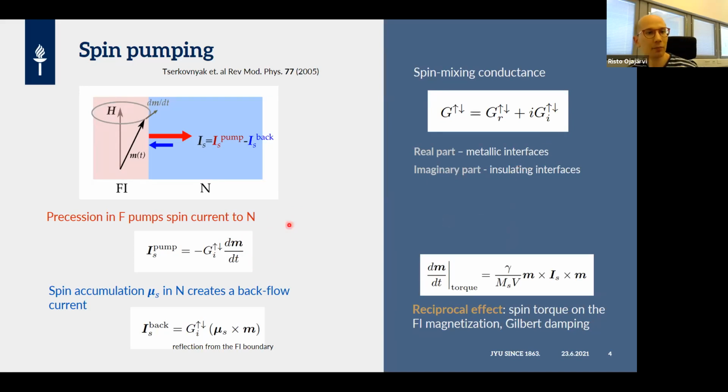So this ferromagnet pumps some spin current into the normal metal, and the spin is a form of angular momentum. This means that this ferromagnet will lose some angular momentum, and this will in turn have a reciprocal effect. So it will show up as a torque in the magnetization dynamics. And depending on the direction of the spin current, it can show up as an extra damping in the ferromagnet.